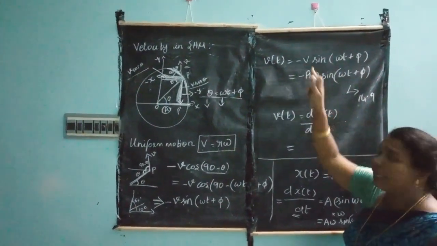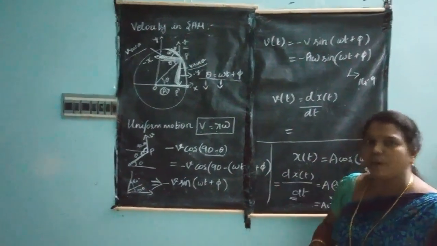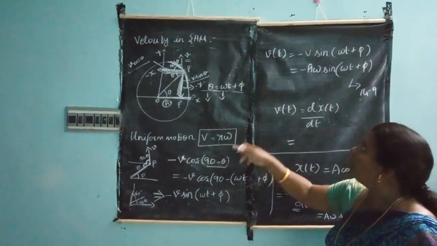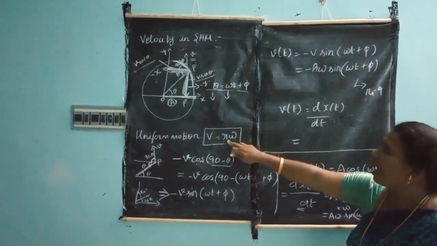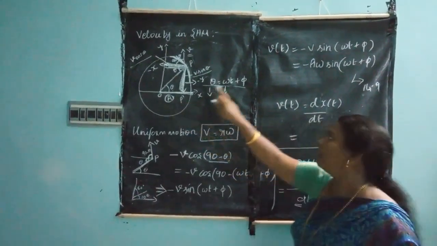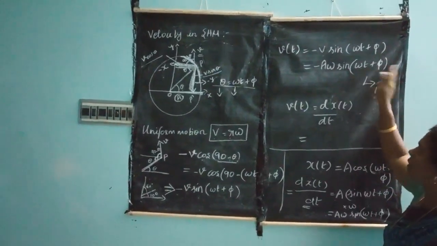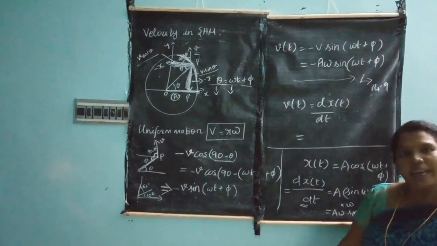What is the v? Here v is the linear velocity. In order to change it to the angular velocity, what is that relationship? v is equal to r omega. So I am replacing that v term and changing it. What is the r? Radius. What is the radius? Here I have taken capital A. So I am replacing it: capital A omega sin omega t plus phi. So this is the velocity when I am representing along the x direction.